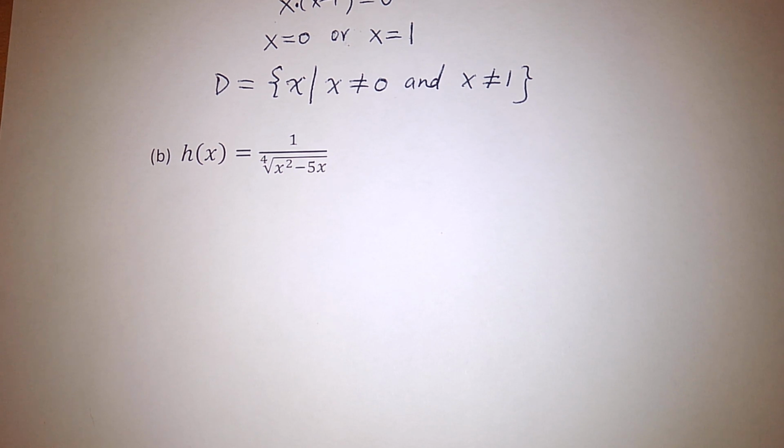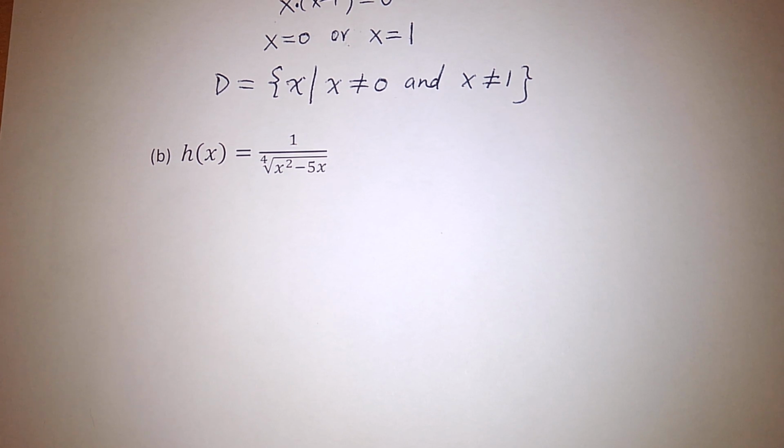We have 1 over the fourth root of x squared minus 5x. So we have a radical, right? Well, this function, 1 over something, is also in the form of a fraction. So it's a double layer, right? How can we deal with this problem? First, as a fraction, the denominator cannot be 0, right? So that means our x squared minus 5x cannot be 0, as a denominator.